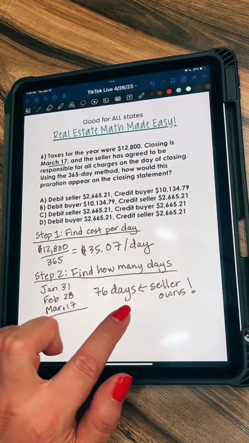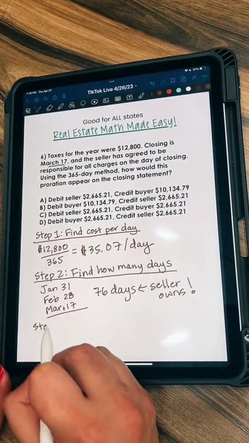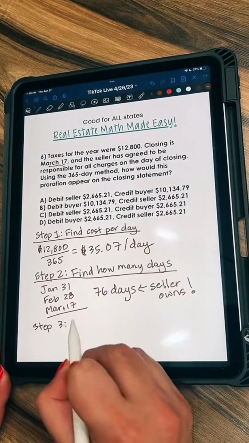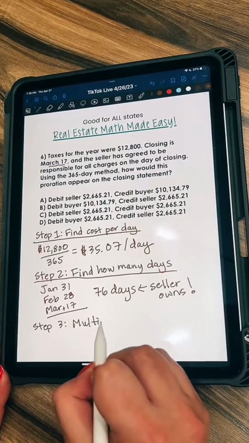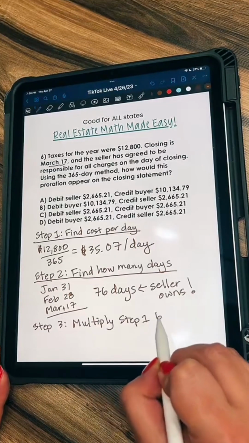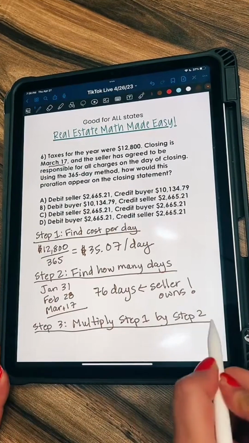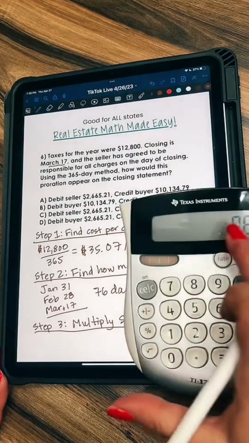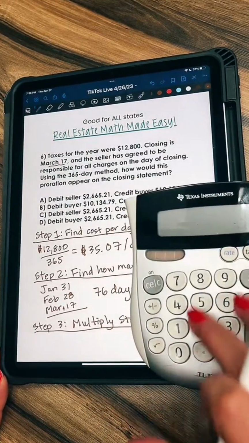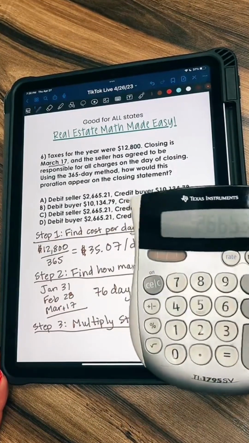76 days out of the year, the seller owns the property. So now step 3 is multiply step 1 by step 2. And that's it. All right, so then we say 76 times $35.07, and we get that amount.